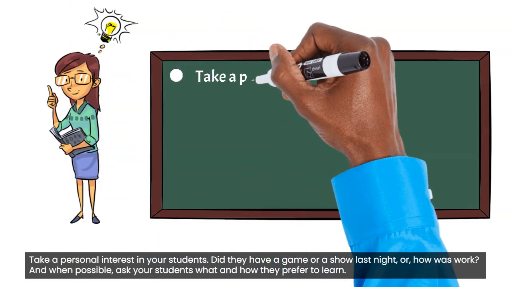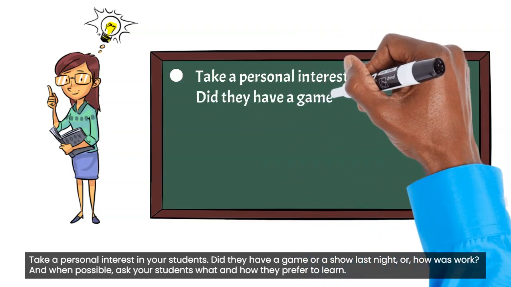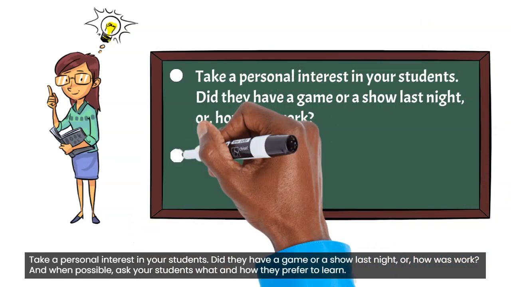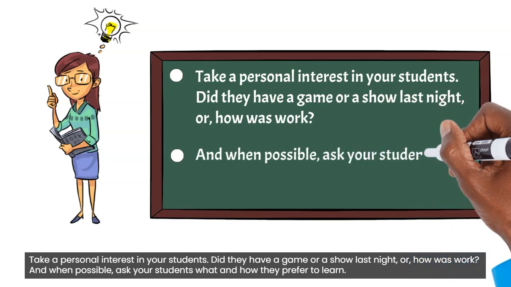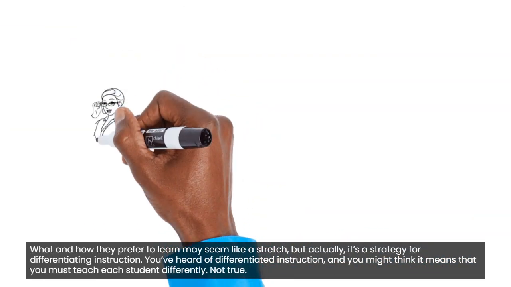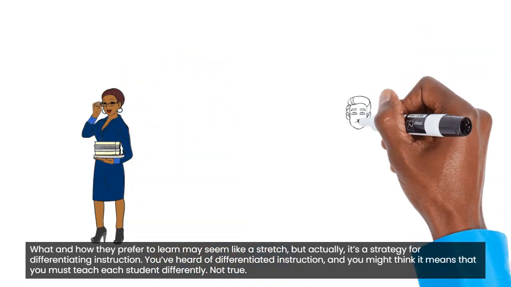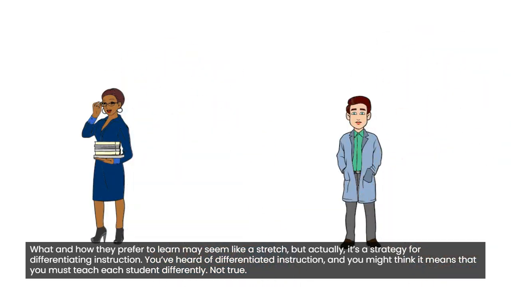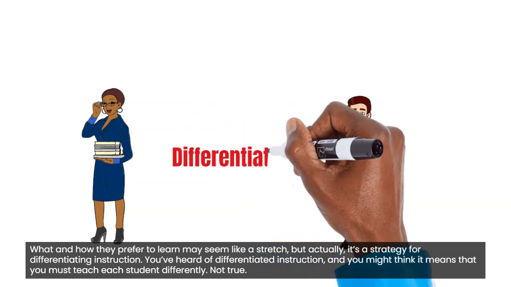Take a personal interest in your students. Did they have a game or a show last night, or how was work? And when possible, ask your students what and how they prefer to learn. What and how they prefer to learn may seem like a stretch, but actually, it's a strategy for differentiating instruction.